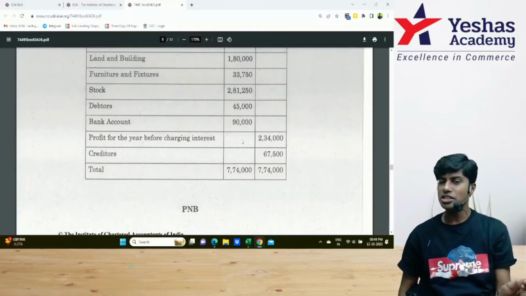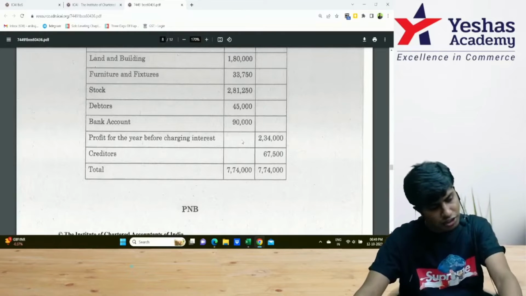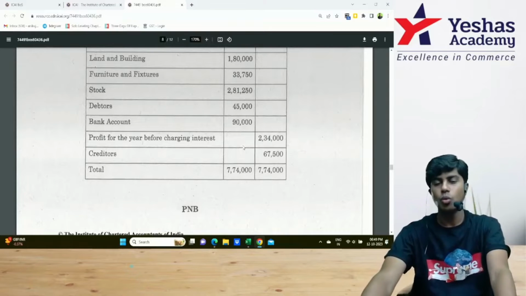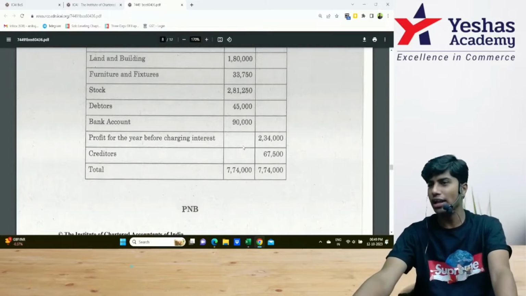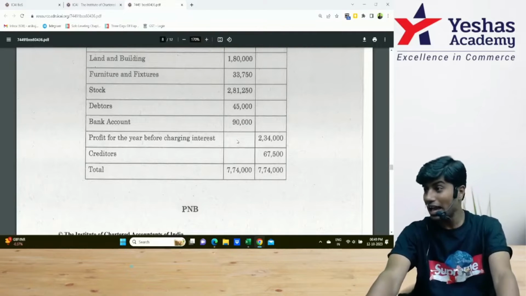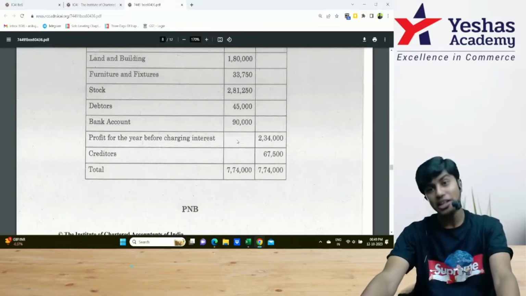Are you getting it? How much is the profit of the entire year? 2,34,000. How much is the profit for 6 months, if the profit for the full year is 2,34,000? 1,17,000. 2 into half is 1, 34 half is 17. Correct or not? 1,17,000 profit for the first 6 months, 1,17,000 profit for the next 6 months.